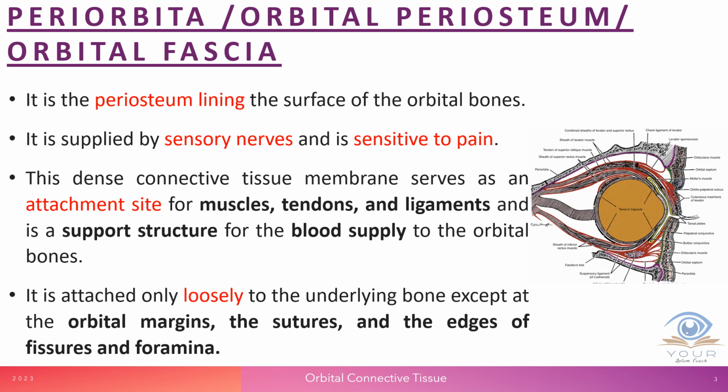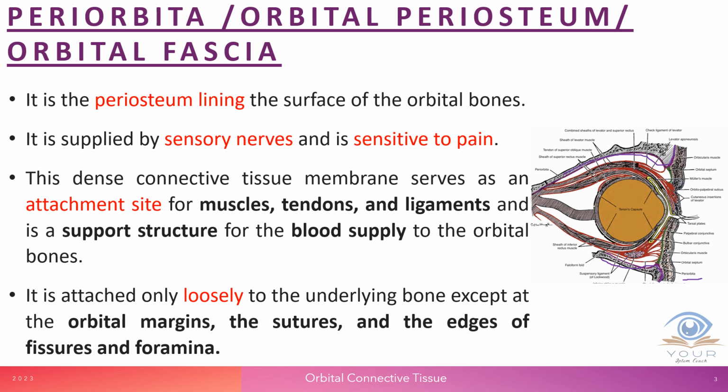The first component that we'll be discussing is the periorbita, also known as orbital periosteum or orbital fascia. Now you have to remember that this is asked as a short note separately, so we'll be discussing it in detail. So periorbita is the periosteum lining of the surface of the orbital bones. It is supplied by sensory nerves and it is sensitive to pain. So now if you look here, the purple line is the periorbita, here and here.